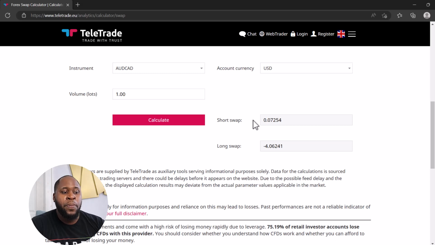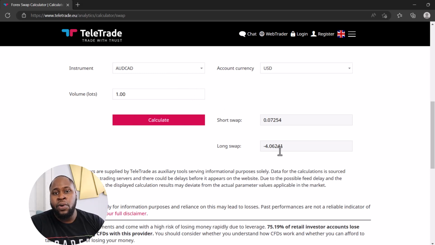Now, if I chose to buy the Aussie dollar versus Canadian dollar, then what would happen is I'm buying the Aussie dollar, which has a lower interest rate, but selling the Canadian dollar, which has a higher interest rate. Then as a result, I'm going to owe a swap of 4.06241, okay? So you don't have to do this in your head. If it really matters to you what your swap is going to be, especially when you have a much larger account, swaps can get pretty costly, then you can definitely use a Forex swap calculator, put in all of your information, then you can figure out how much swap you're going to pay on that particular trade.